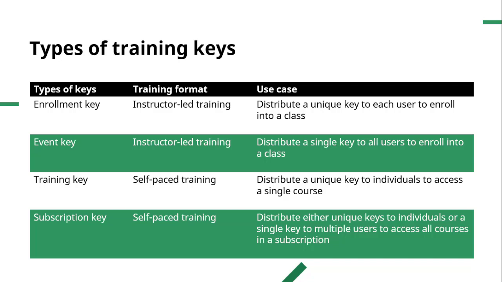The training key, and this is a little more generic in terms of its name, because it was the first key that we ever had, and there was no need to differentiate it. The training key is for self-paced training, and with this you distribute a unique key to individuals, and they are able to access a single course to take as a course assignment.